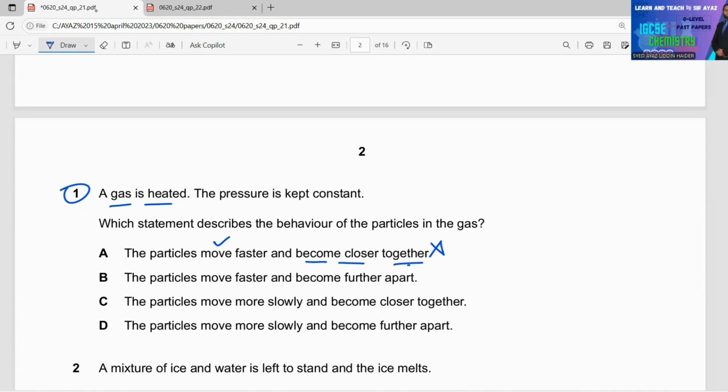B. The particles move faster and become further apart. This looks correct to me. For convenience, I'm reading the other statements also. The particles move more slowly. When they are saying move more slowly, no need to read the other statement. This must be incorrect. The last one, they are again saying the particles move more slowly. It's incorrect. So B must be the right answer in this case.